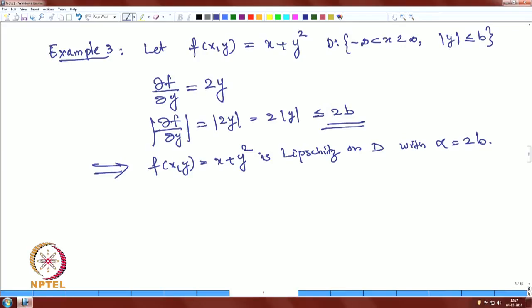we know that the condition in the theorem is not a necessary condition for Lipschitz continuity. It is just a sufficient condition. If the partial derivatives are bounded, then the function is Lipschitz continuous. That is a strong sufficient condition. But there are functions which are Lipschitz continuous, but at the same time not satisfying the hypothesis of the above theorem. So, we give a counter example.